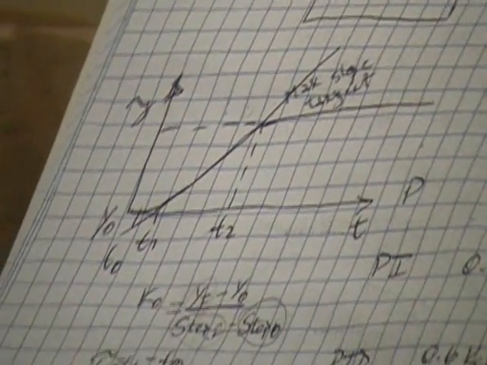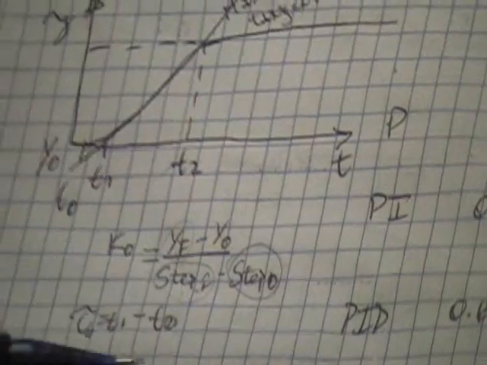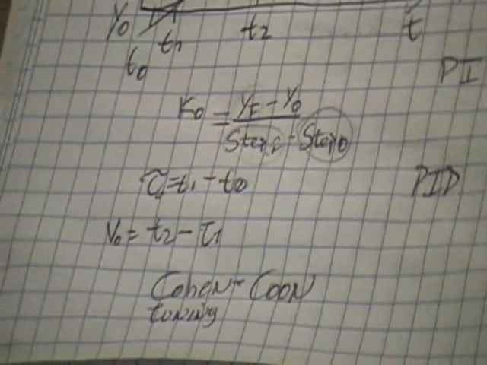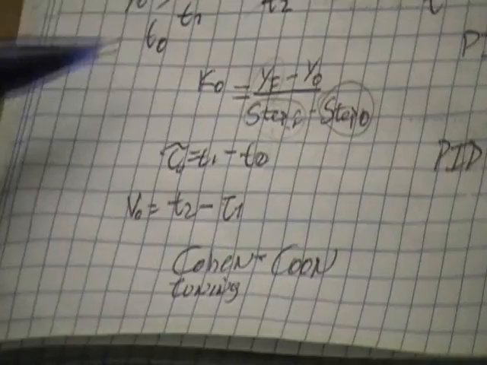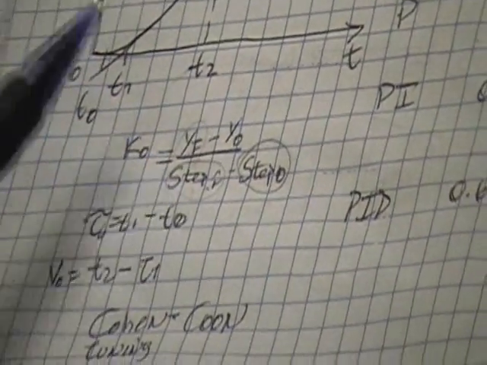The reason T1 and T0 cannot be the same is, if you look here, we have a bunch of formulas calculating K0 and tau 0. K0 is YF minus Y0 divided by step final minus step 0. YF is the steady state value, Y0 is obviously 0. The final value of your step input is 1, and the initial value of the step is 0. Tau 0 is T1 minus T0, sorry. So if T1 and T0 are equal, this will be 0, and V0 is T2 minus T1.